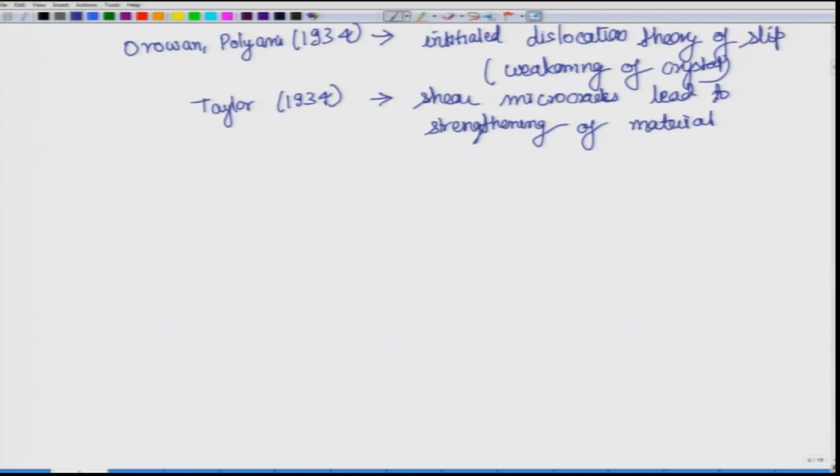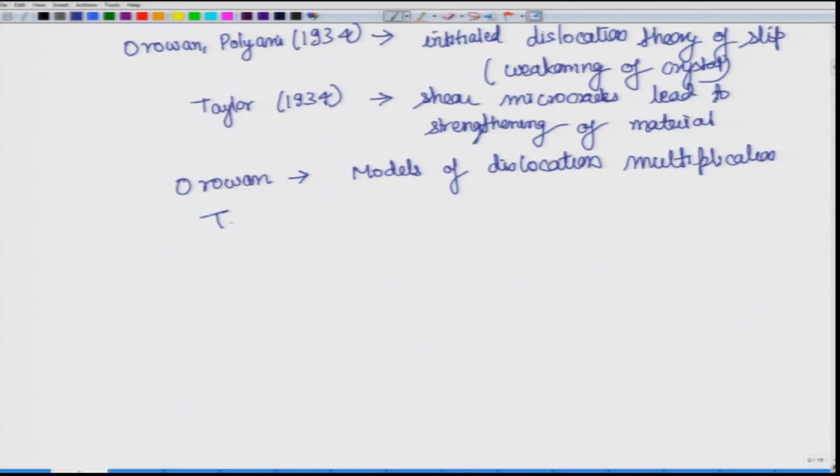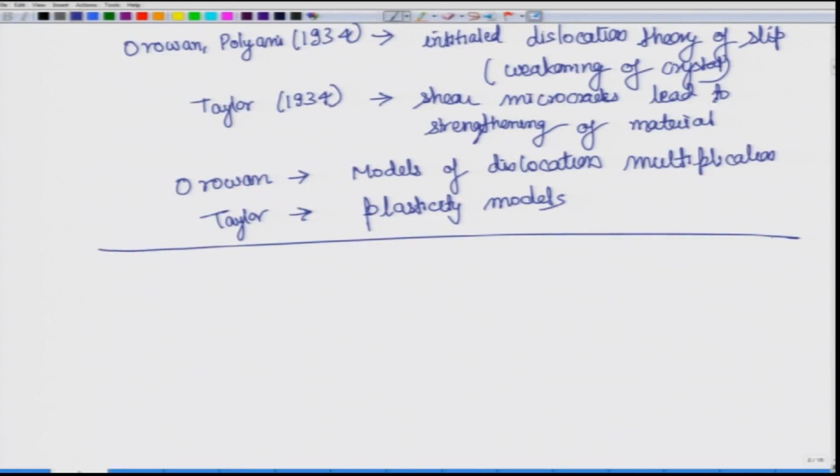So, this was the origin, and later on Orowan has also contributed models of dislocation multiplication. And Taylor has contributed to plasticity models. So, this is the brief history of dislocations that one should be aware of, how they were discovered.